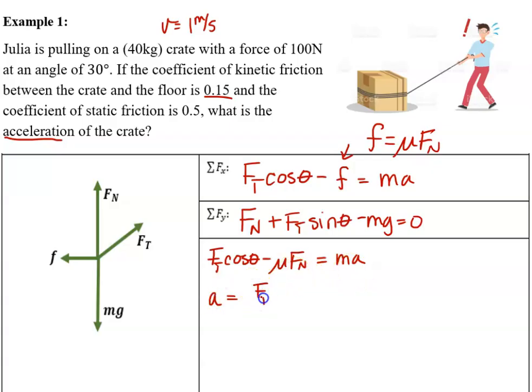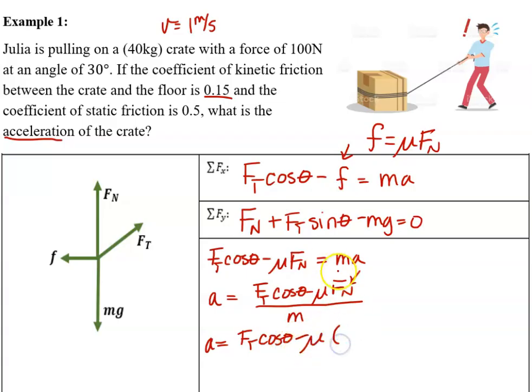So Ft cosine theta minus the coefficient times the normal force, and all of this is going to be divided by m. Now, we have to plug in the normal force. So the acceleration is going to be Ft cosine theta minus the coefficient times the normal force, which we already found earlier, and that's going to be mg minus Ft sine theta. All of this divided by m.